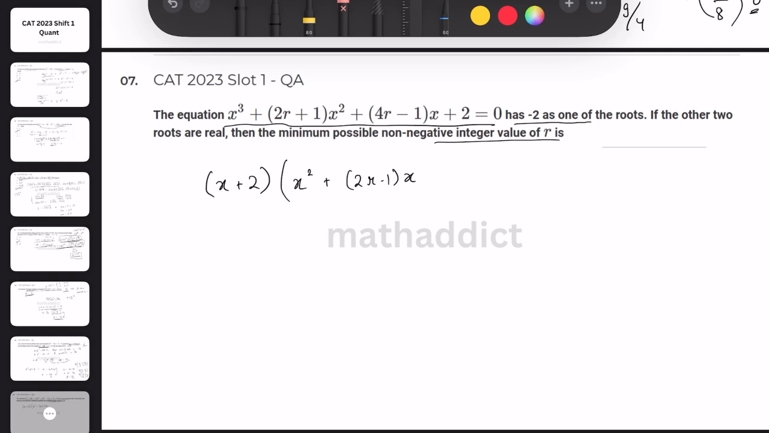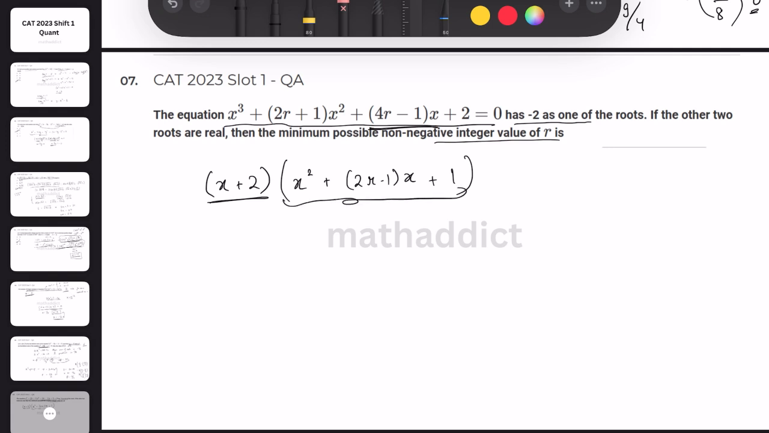So that will give us 4r minus 2x, but we need 4r minus 1x, so we have plus 1 here. Yeah, so we have factorized this. If the other two roots are real, so minus 2 is the root from this, and the other two roots would be from this quadratic equation.